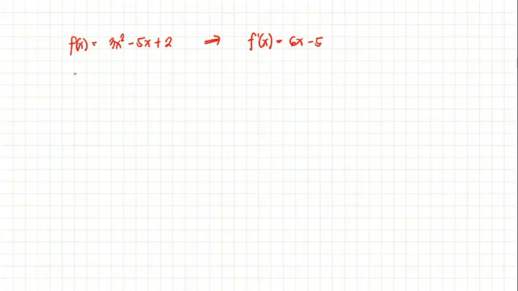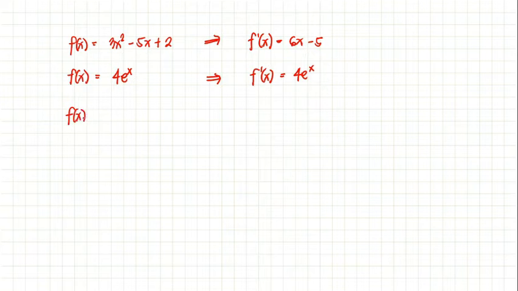And for example, we also have f of x equal to, suppose we have 4e raised to x. Using the differentiation rules again, we will have f prime of x equal to 4 times the derivative of e raised to x, which is still e raised to x, right? And another example, if we have f of x equal to, suppose we have 3 cosine x, the derivative will be, that is f prime of x equal to 3 times the derivative of cosine x, which is negative sine x. We will have negative 3 sine x.